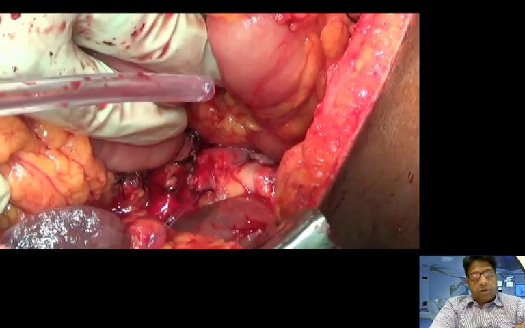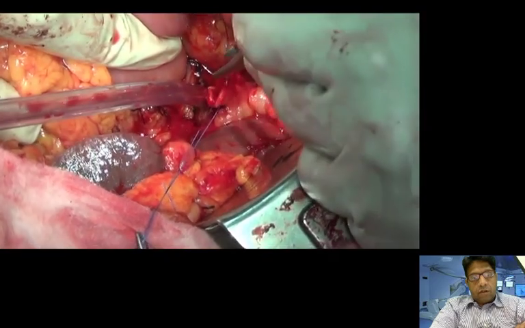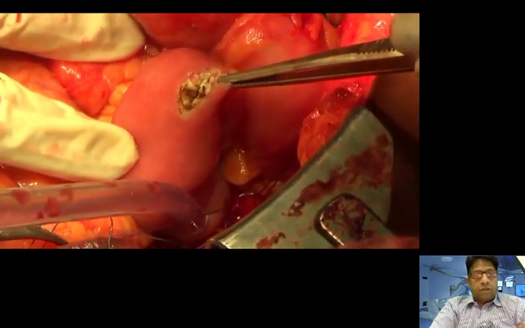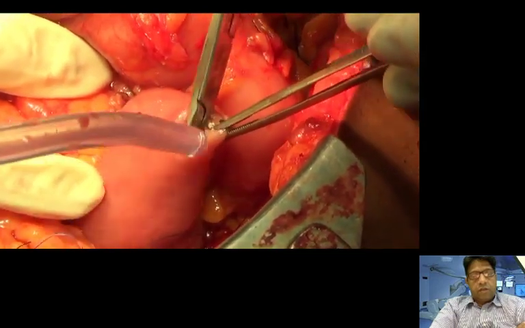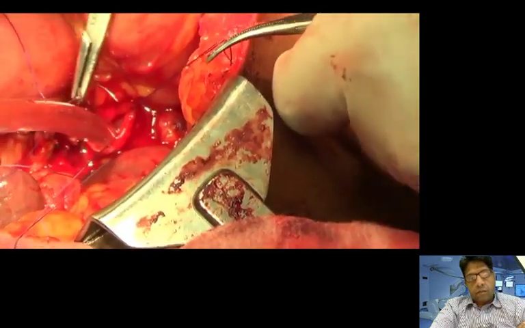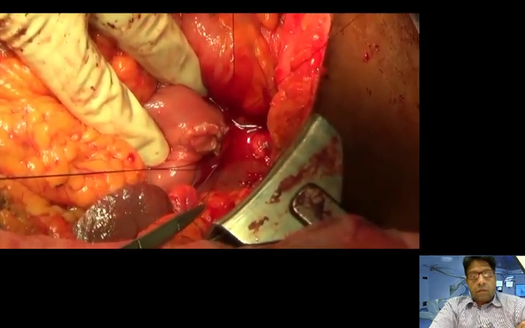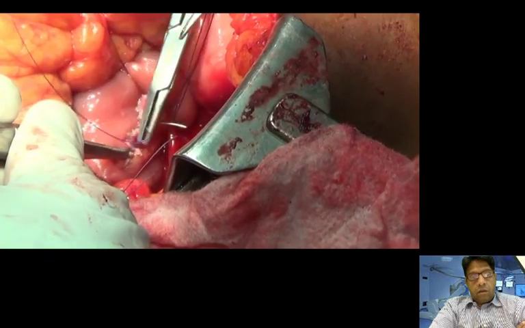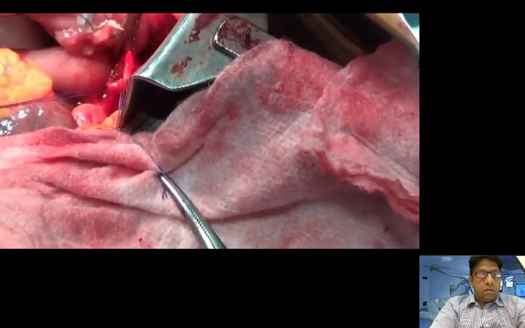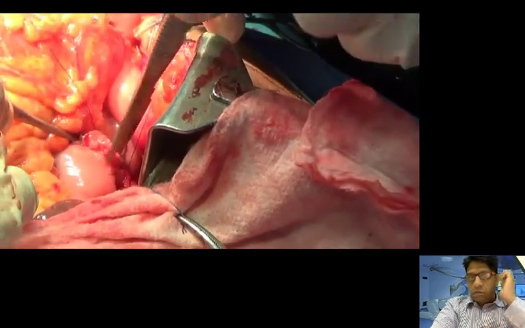Next is the hepaticojejunostomy. The cut end of the hepatic duct. An incision is made into the side of the jejunum. So this is an end-to-side anastomosis, full thickness, mucosa to mucosa. About 3 or 4 minutes of this video left.